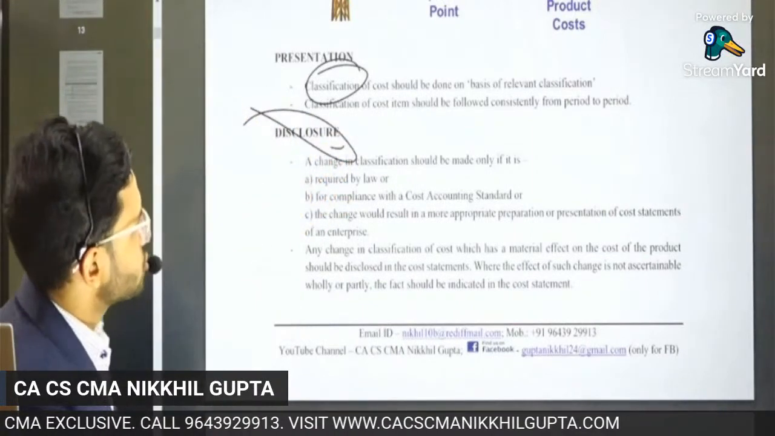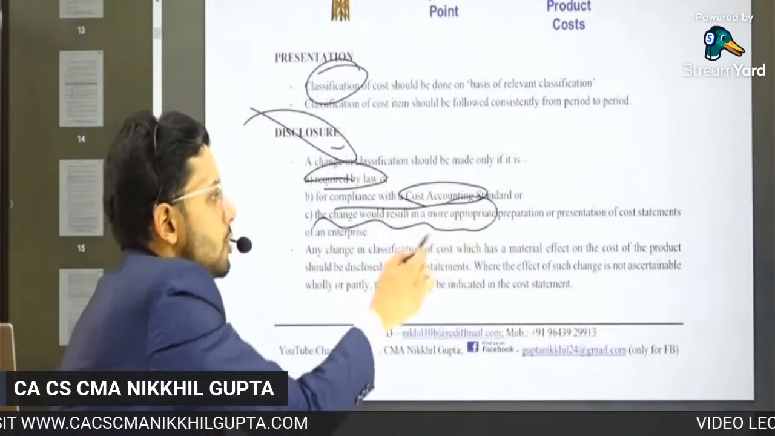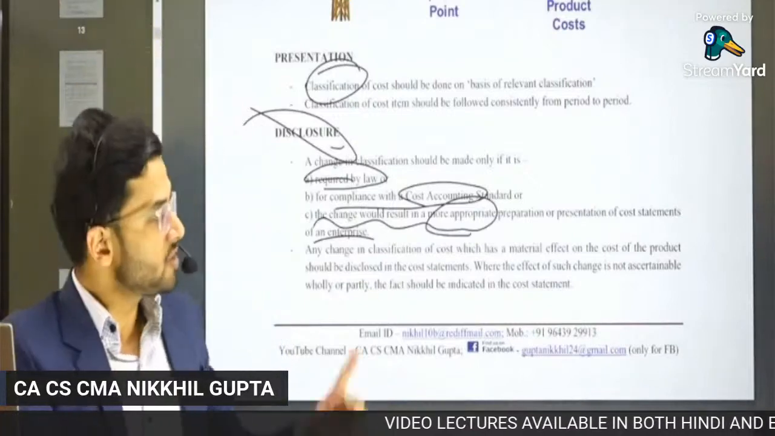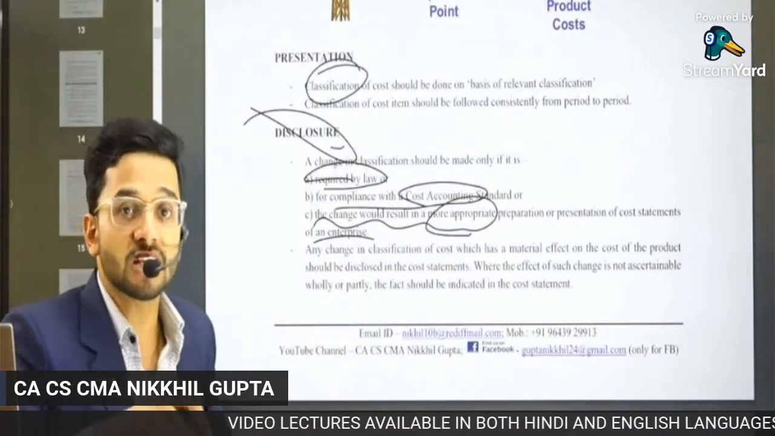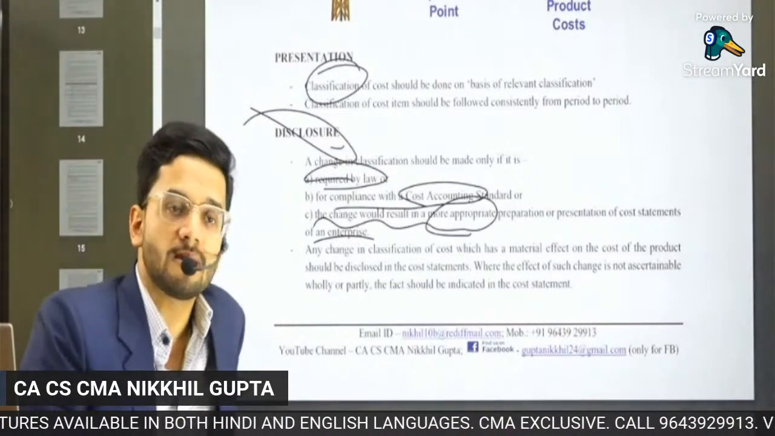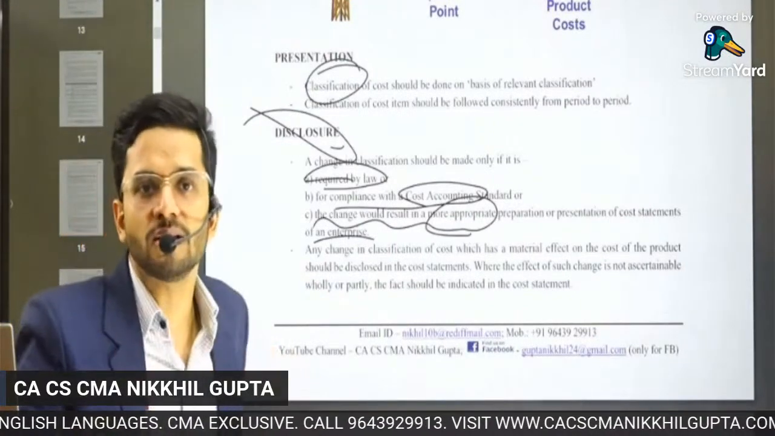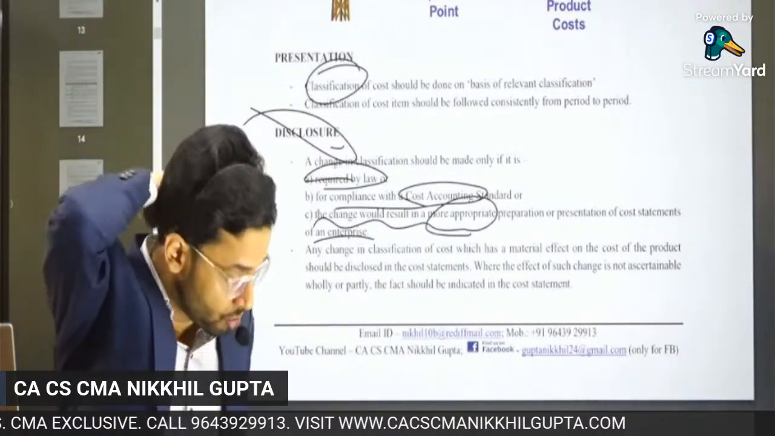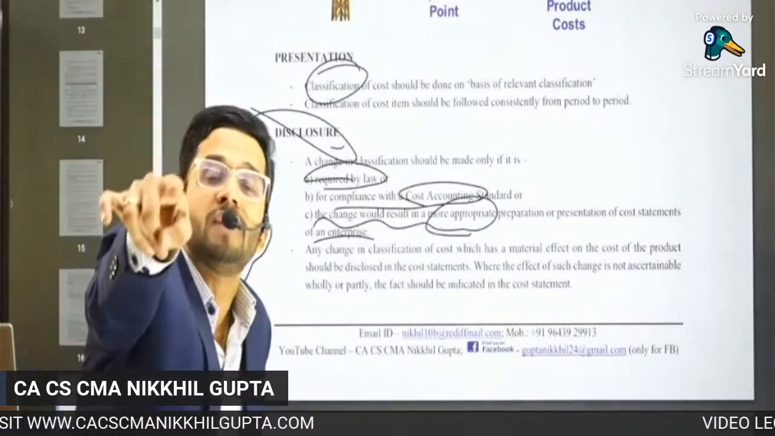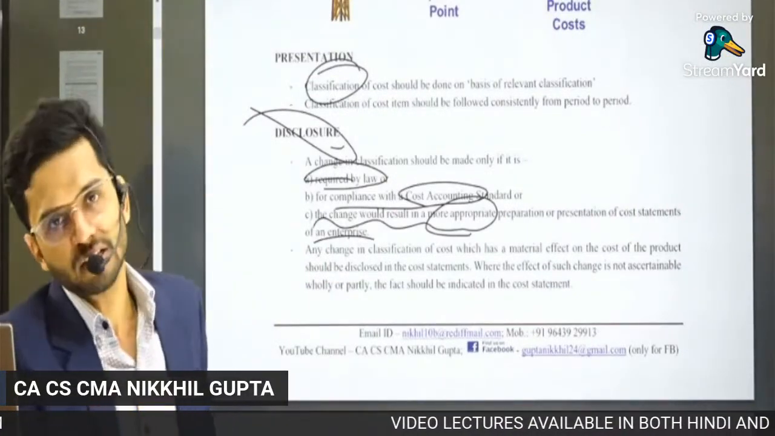Disclosure: a change in classification should be made only if it is required by law, or for compliance with the cost accounting standard, or if the change would result in a more appropriate presentation of the cost of an enterprise. Now you have to prove that I have changed this particular policy, and look, my presentation and my disclosure of revenues have become much better, because I'm following a particular thing apart from the cost accounting standard. So yes, you can deviate from the standards given in cost accounting standards, but you have to prove why you are doing so. If you prove it, then perfect.